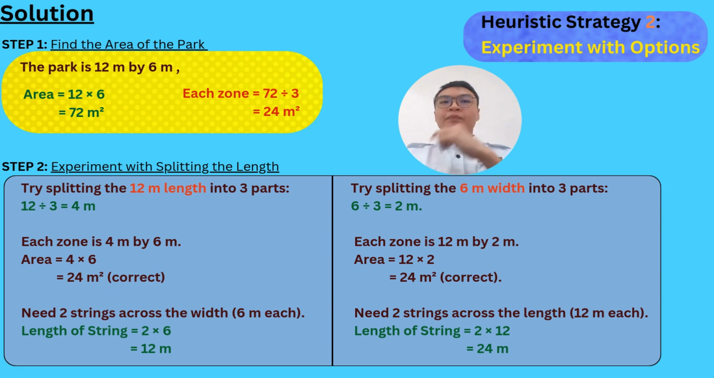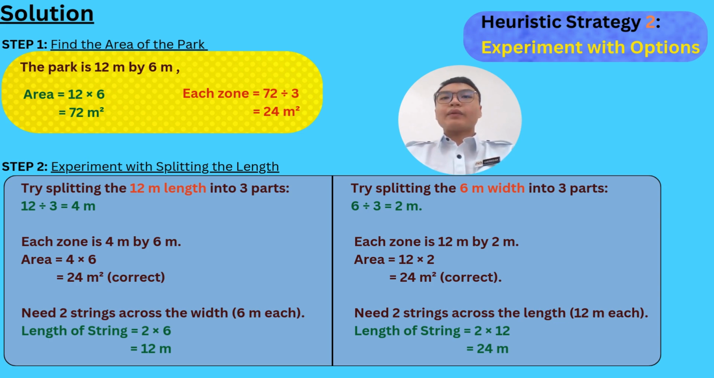For step 2, we need to experiment with splitting the length. First, we try splitting the 12 meters length into 3 parts. 12 divided by 3 equals 4 meters. So each zone is 4 meters by 6 meters. It's 24 square meters, so it's correct. This needs 2 strings across the width, 6 meters each. So the length of string is 2 times 6 equals 12 meters.